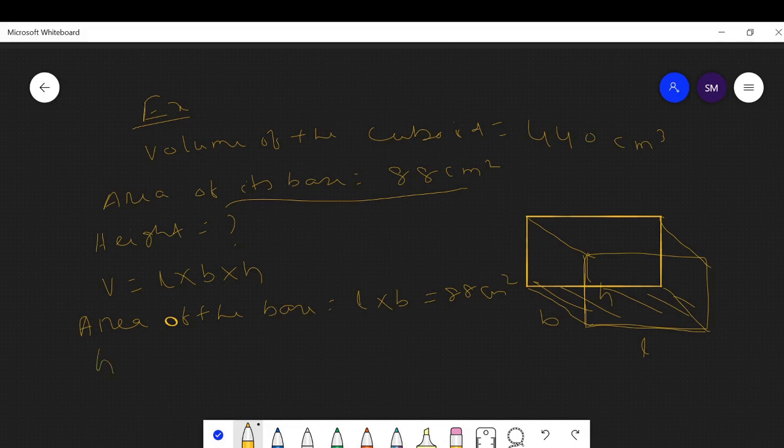Then here H is equal to V upon L into B, which is equal to 440 upon 88, which is equal to 5 centimeter. Then here we get height of this cuboid is 5 centimeter. Okay, sorry, not 50 centimeter, 5 centimeter.